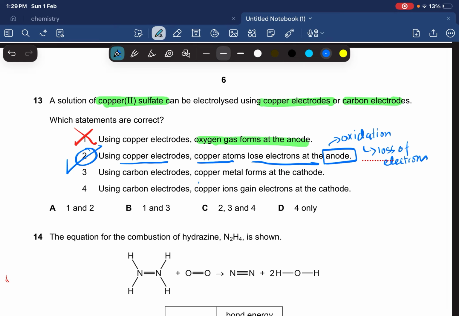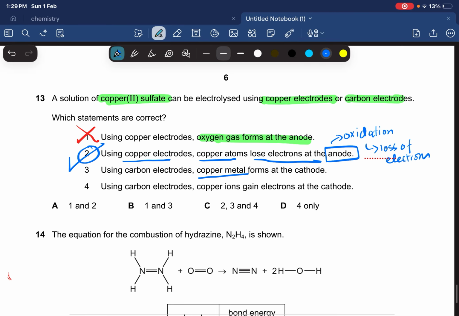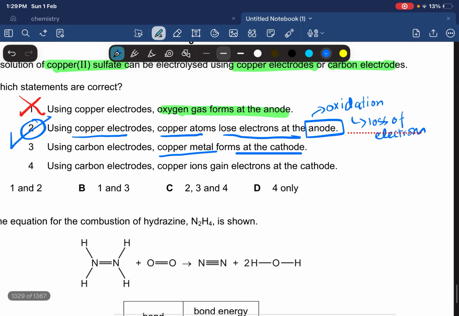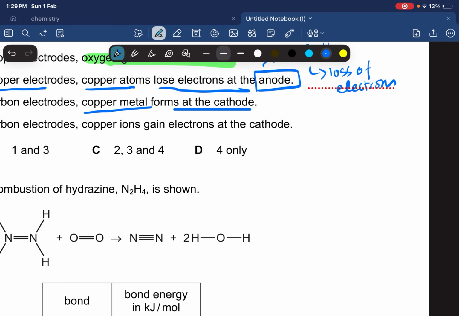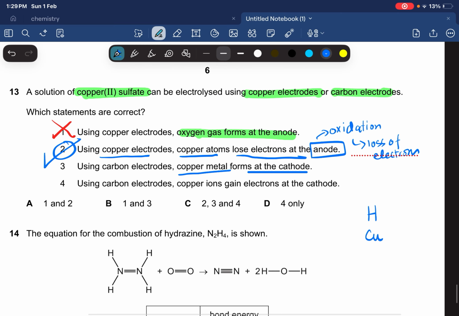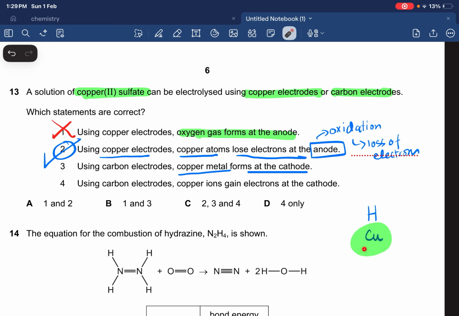Using carbon electrodes, copper metal forms at the cathode. Is that correct or not? For that, you have to know the reactivity series. In the reactivity series, hydrogen is above copper, right? And you know that the ion or the metal that is less reactive discharges. So in the reactivity series, copper is below, so copper is going to get discharged, not the hydrogen.